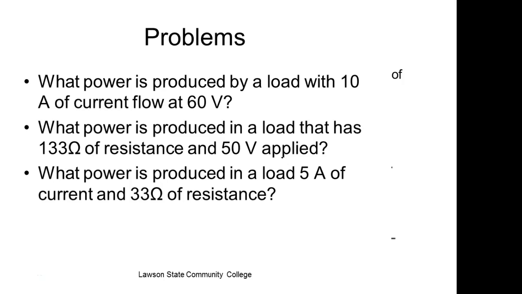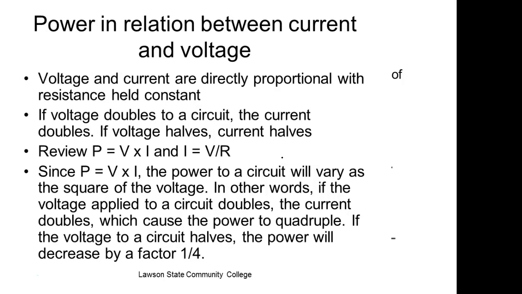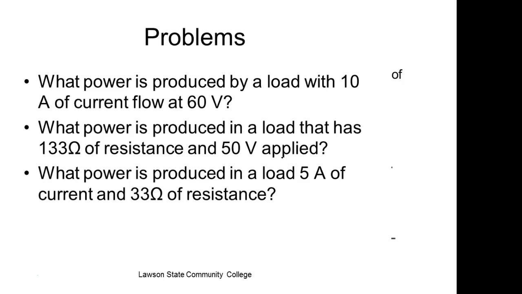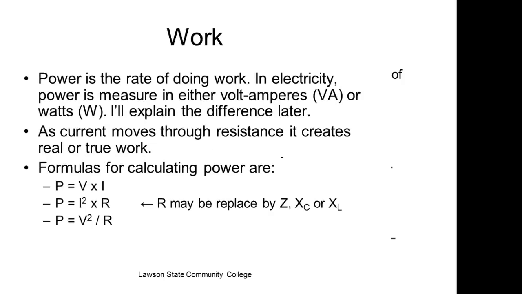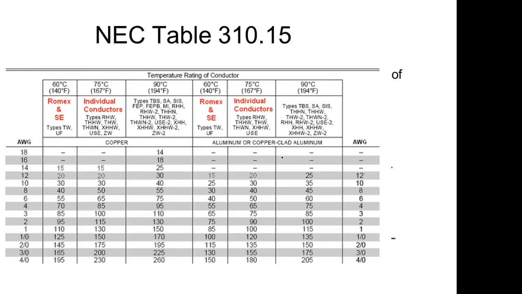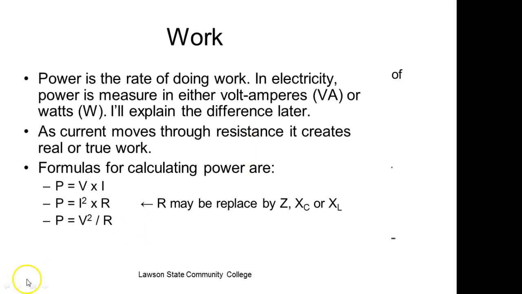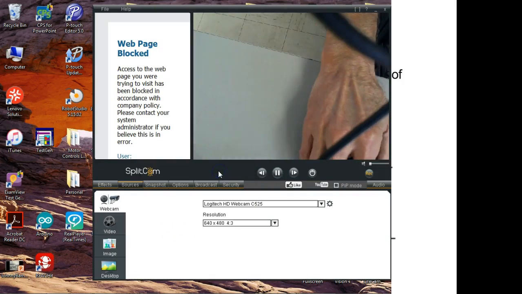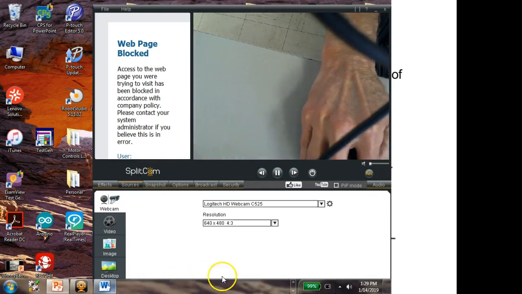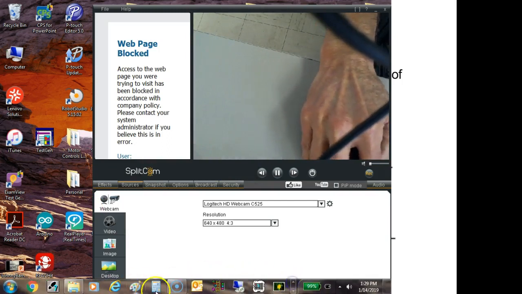Y'all have done plenty of power formulas, right? This is a problem that people aren't getting. So if I double the voltage to the circuit, what happens to the power? Now this is not the load. This is not the source. This is power. So if I double the voltage to a circuit, what happens to the power? It increases, but by how much?